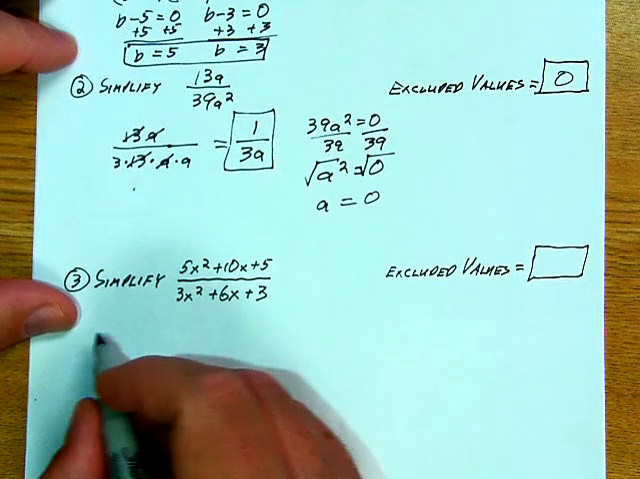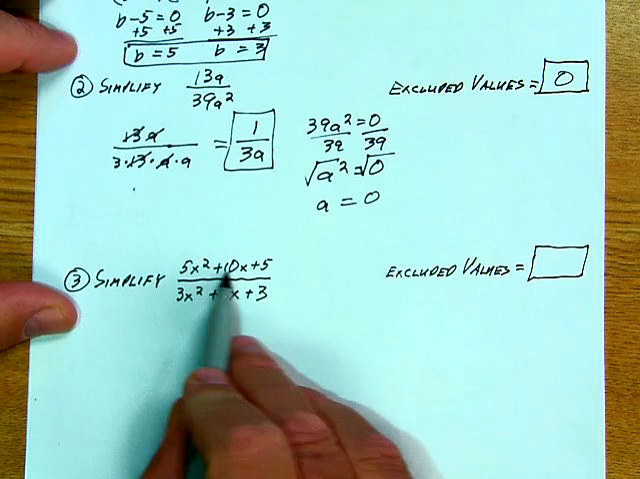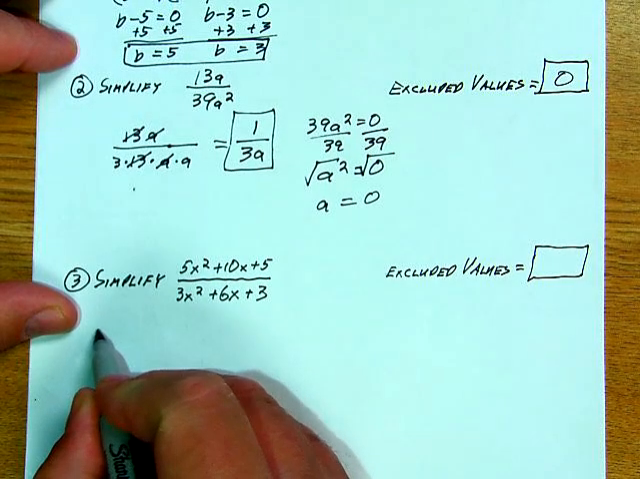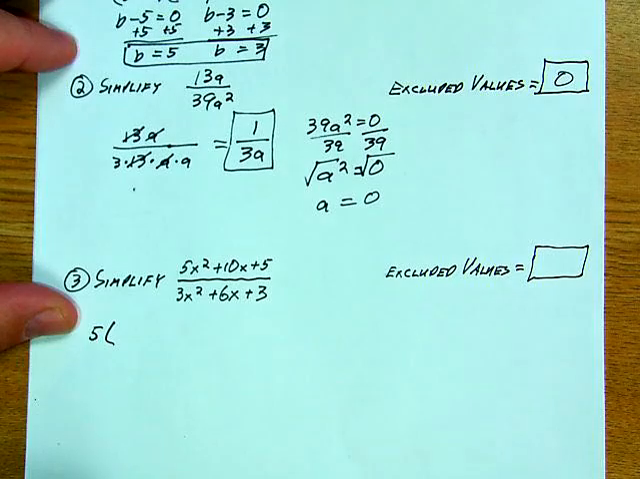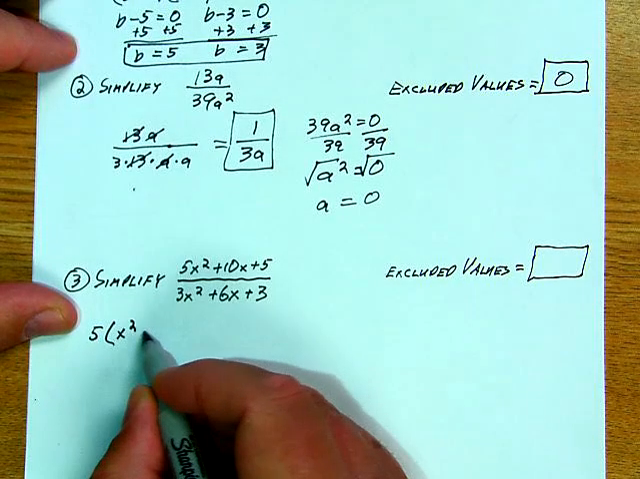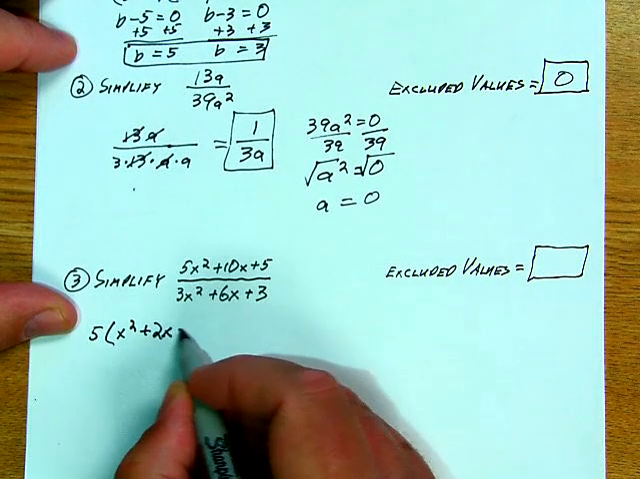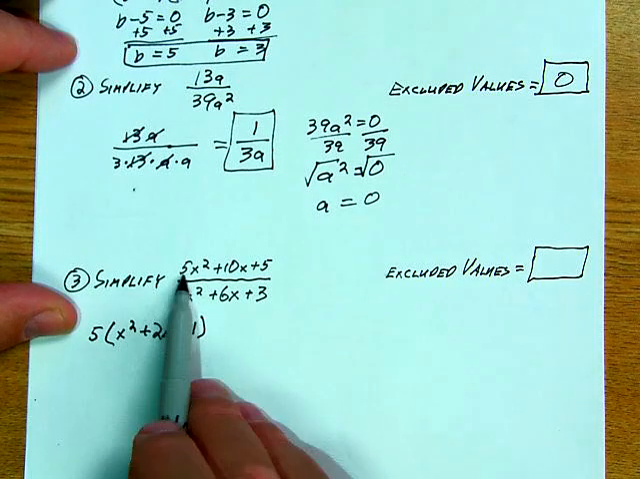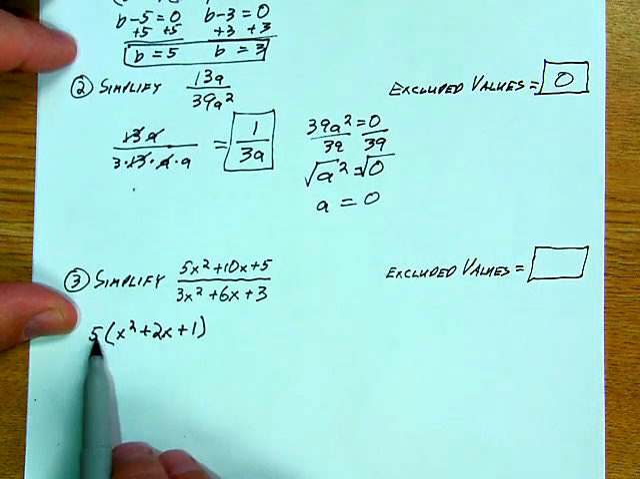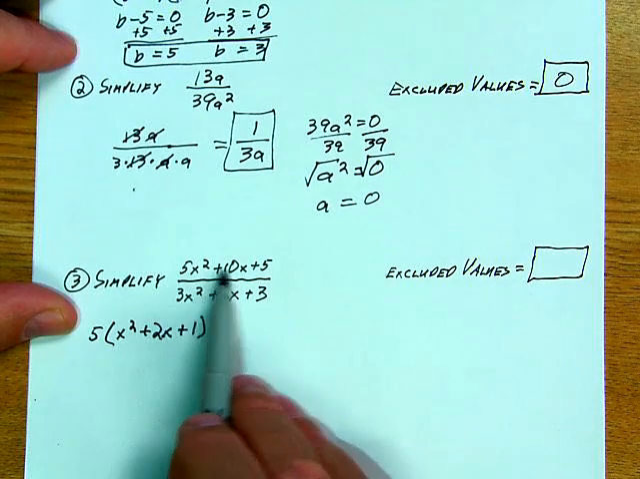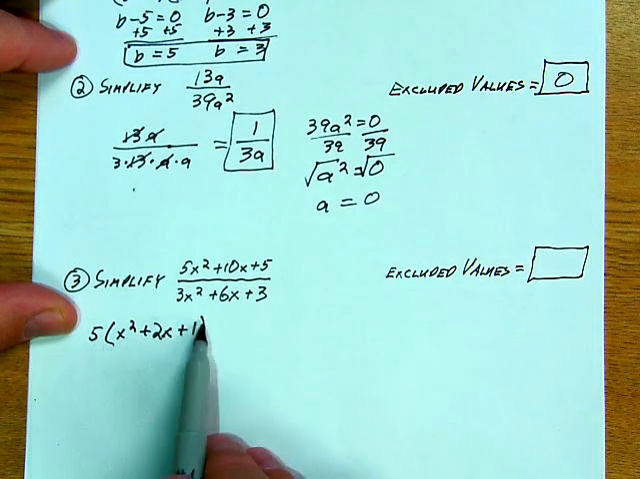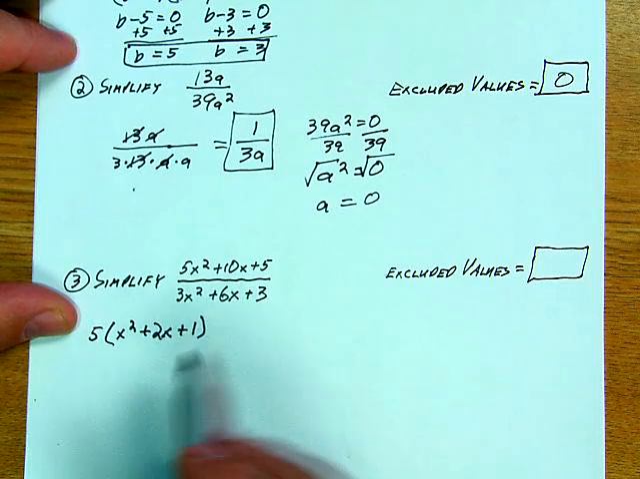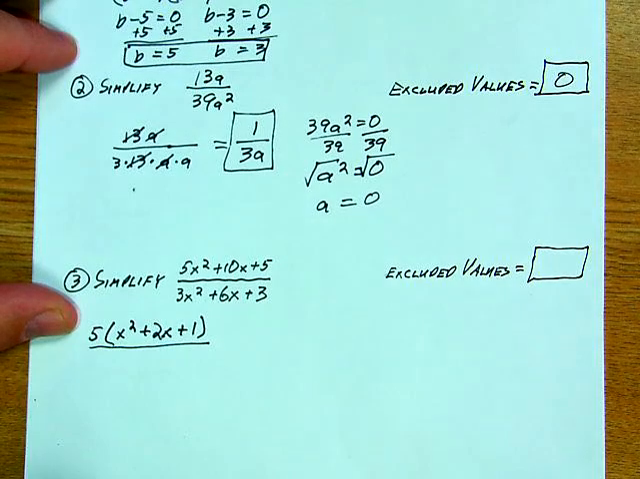And if you remember your factoring rules, I've got to somehow make that into 1 to make this work. So I can do that by looking at 5 going into all the terms of the polynomial. So I'm going to make the top 5 times x squared plus 2x plus 1. And if you see that, 5 times x squared gives me 5x squared, 5 times 2x gives me 10x, and 5 times 1 gives me 5. So this is equal to that. But that's just the top half. Let's do the bottom half.